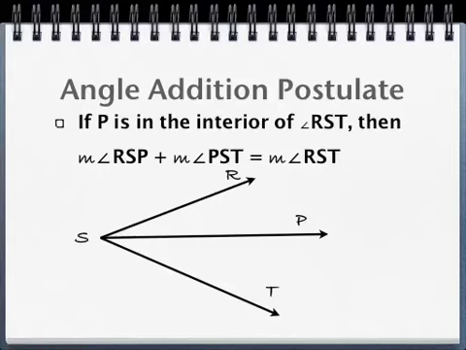The angle addition postulate, it's fairly similar to the segment addition postulate, but now we're talking about angles. It states that if P is on the interior of angle RST, which is represented in the picture below, then, and the little m stands for measure, the measure of angle RSP, right here, plus the measure of angle PST, the other small angle, equals the measure of angle RST, the whole angle, this orange part.